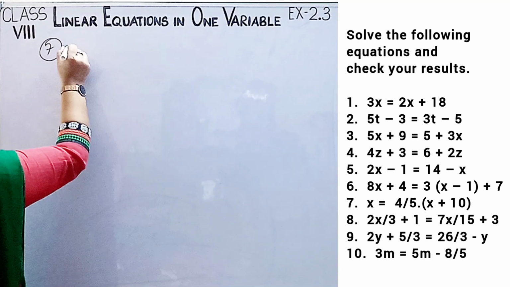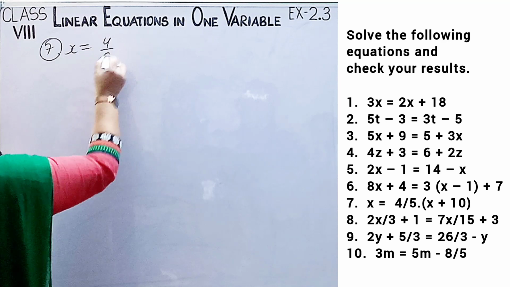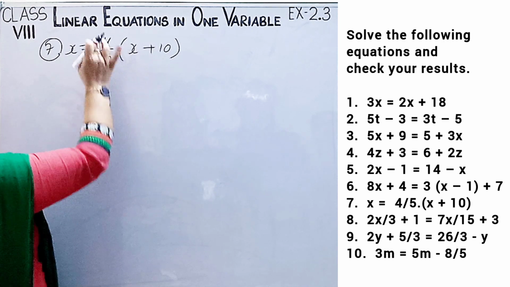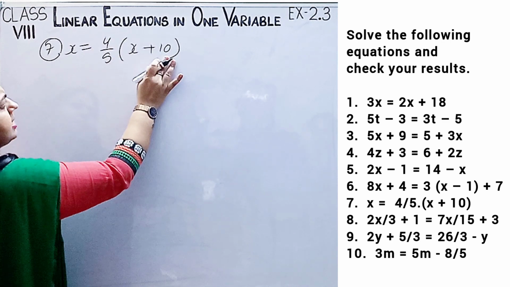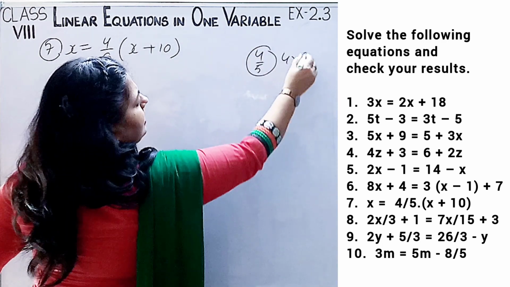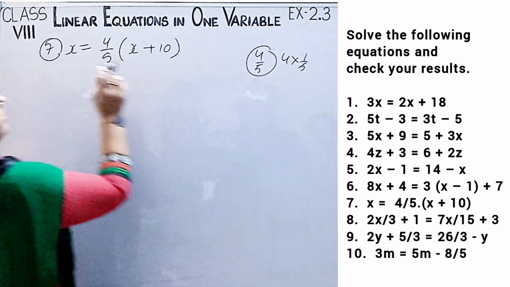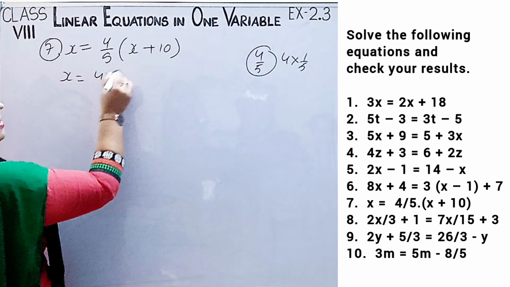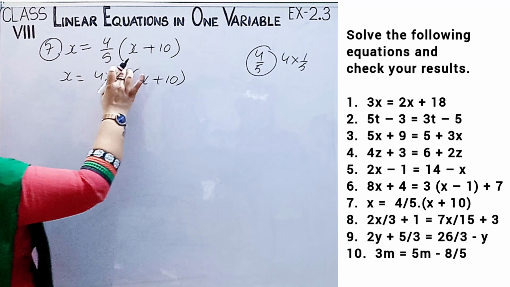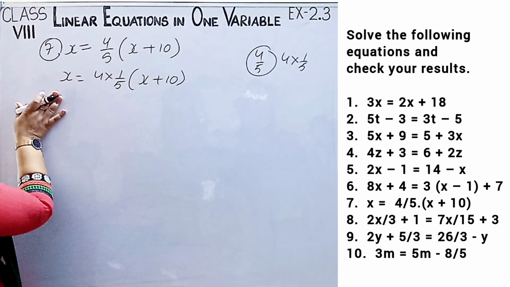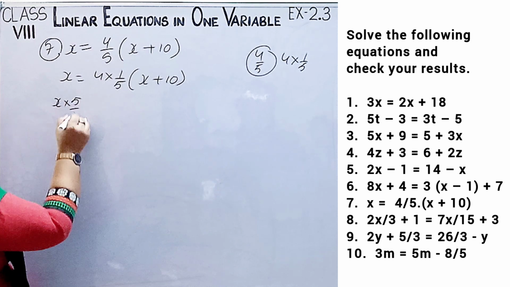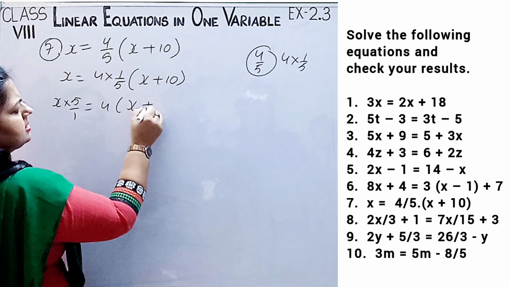Question number 7. X equal to 4 upon 5, x plus 10. So here we have bracket, and bracket means 4 by 5 is multiplying with x plus 10. So if we have 4 upon 5, if I break this, it means 4 into 1 by 5. So x equal to 4 into 1 by 5, x plus 10. I am taking 1 by 5 from right to left, and this will become reciprocal. X into 5 by 1 equal to 4, x plus 10.